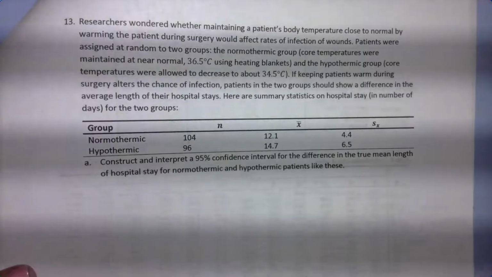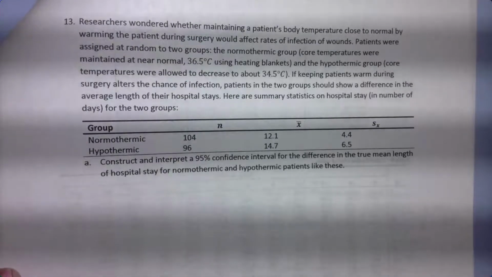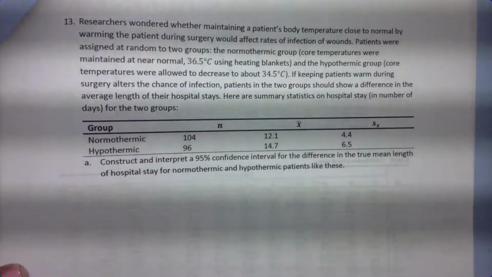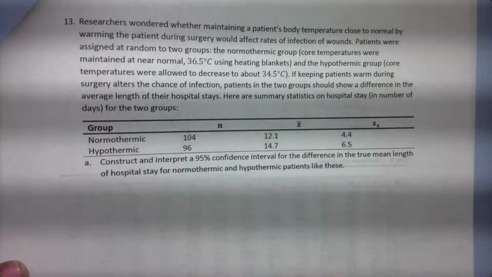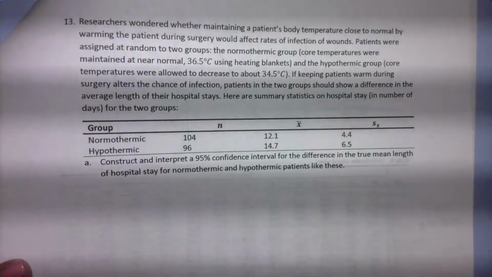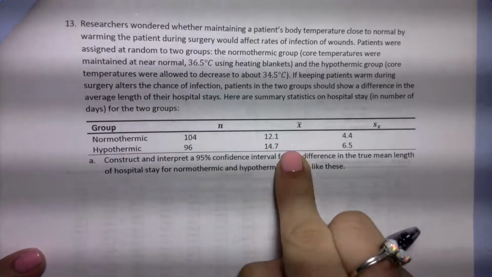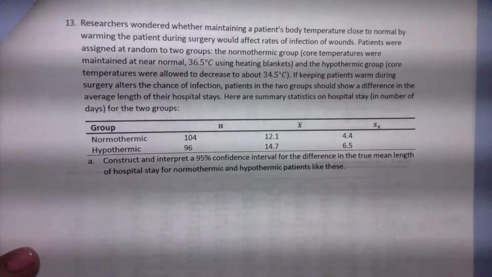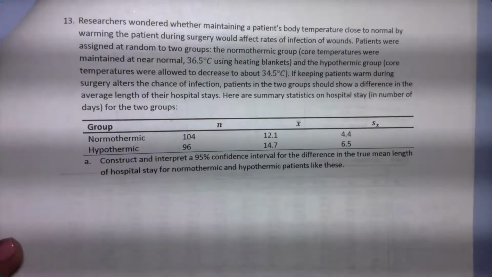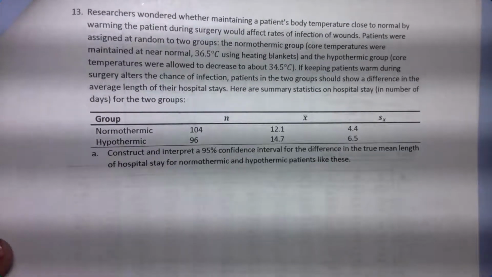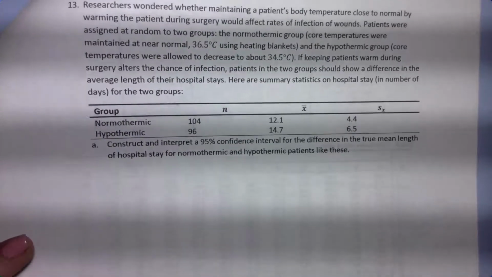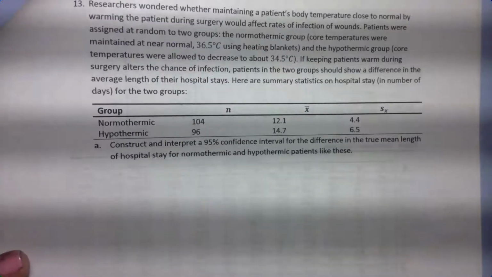If keeping patients warm during surgery alters the chance of infection, patients in the two groups should show a difference in the average length of their hospital stays. Here are the summary statistics on the hospital stay in number of days for the two groups. So I have the two groups, sample size, the mean, and the standard deviation. A wants me to construct and interpret a 95% confidence interval for the difference in the true mean length of hospital stay for normothermic and hypothermic patients like these.